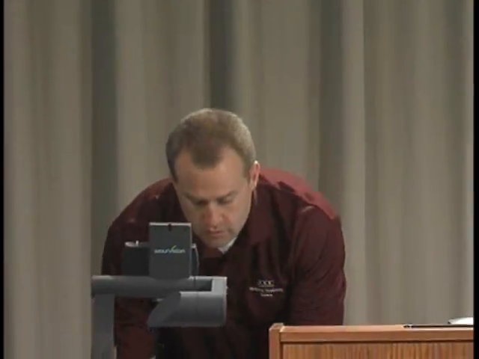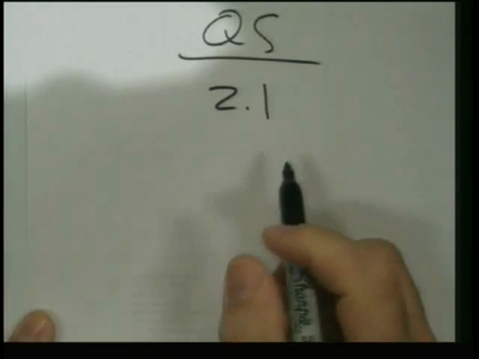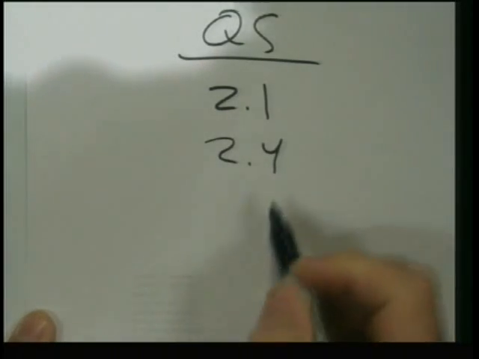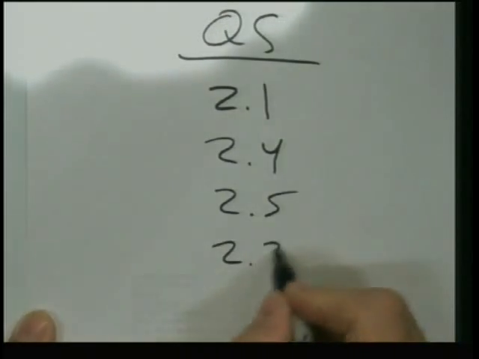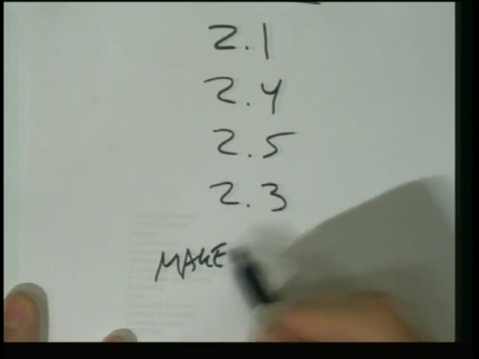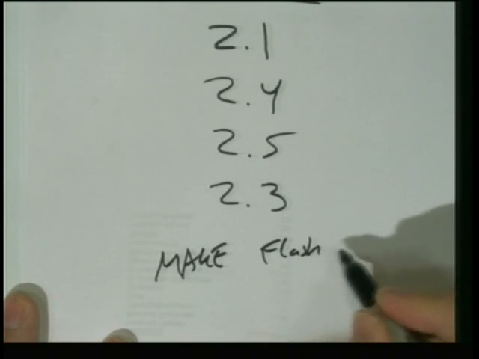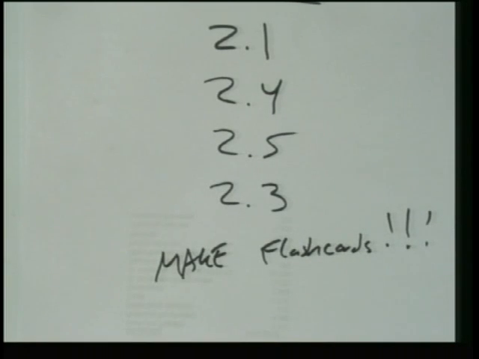One last thing, and I will let you go, is let me give you your homework. And do them in this order, if you would. But I want you to do Quick Study 2.1, 2.4, 2.5, 2.3. But more important than that, I want you to make flashcards. Okay? Are you with me?